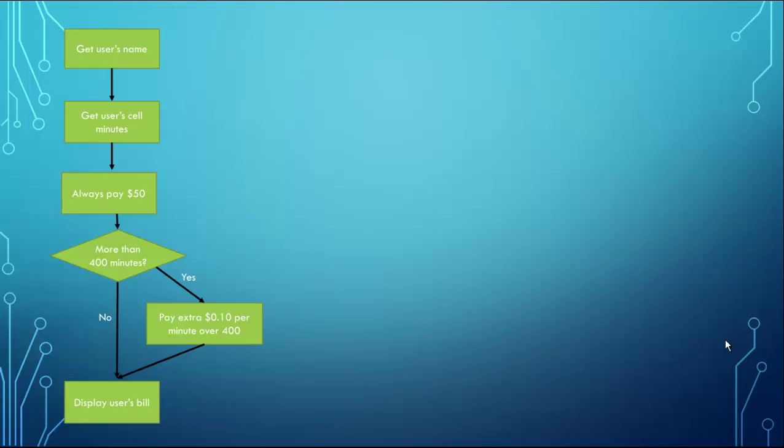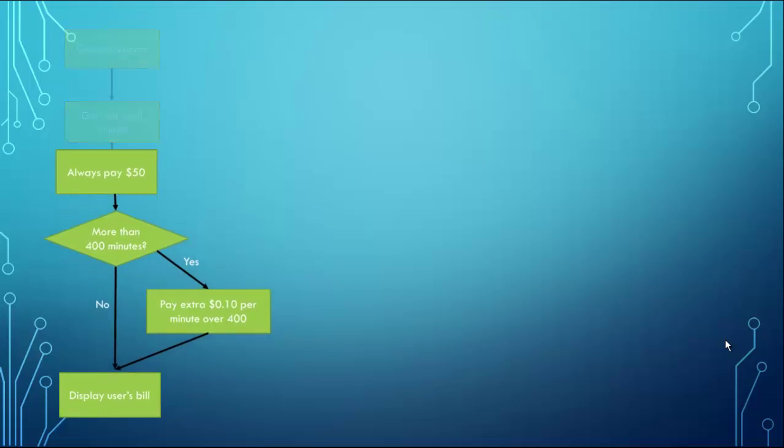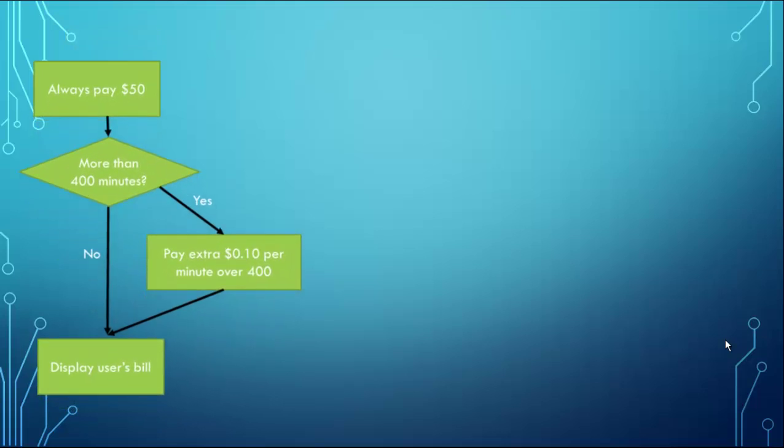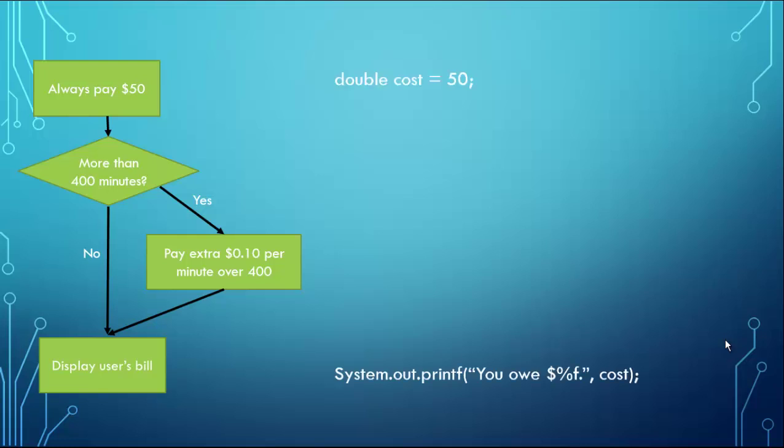So how do we code this up? How do we write this in Java? Let's just focus on this more complicated part where we're doing the calculation and then displaying the output. So we'll assume we already know the number of minutes they have. The beginning and the end are very straightforward. We've seen these before. So the cost is set to 50, and then at the end we display the cost.